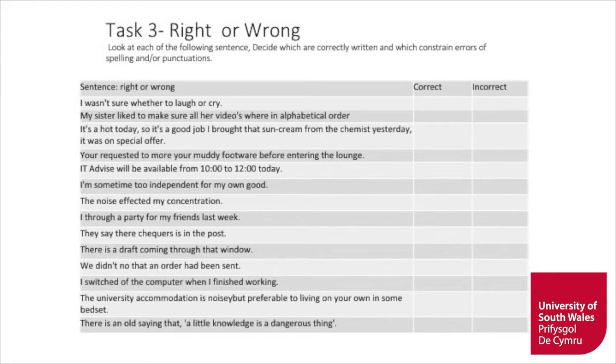Okay, so we've looked at spelling and punctuation. Got a third task for you. It's a right or wrong task. Look at each of the following sentences. Decide which you think are correctly written and which contain errors of spelling or punctuation. Some might have both. Please tick on your worksheet which is correct and which is incorrect. Spend the next few minutes completing this.